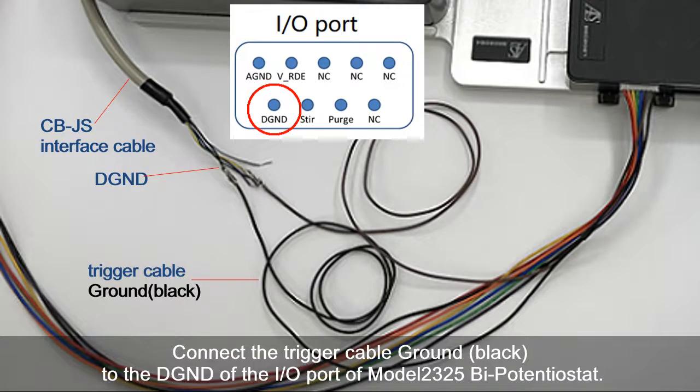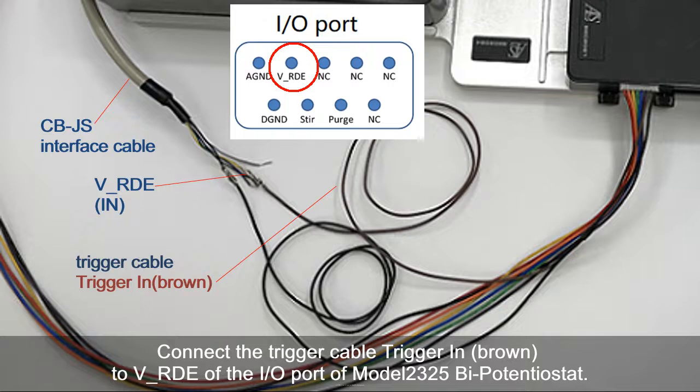Connect the trigger cable ground, black, to the D ground of the I/O port of Model 2325 Bi-Potentiostat. Connect the trigger cable trigger in, brown, to VRDE of the I/O port of Model 2325 Bi-Potentiostat.